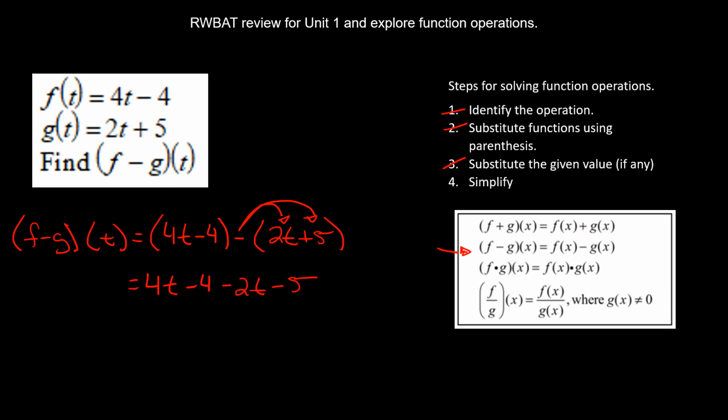The next thing we're going to want to do is start to combine like terms. I have 4t minus 2t. So 4t minus 2t is 2t. We have minus 4 and minus 5. We can still combine these two terms, so we're going to get f minus g of t is equal to 2t, and negative 4 minus 5 is negative 9.